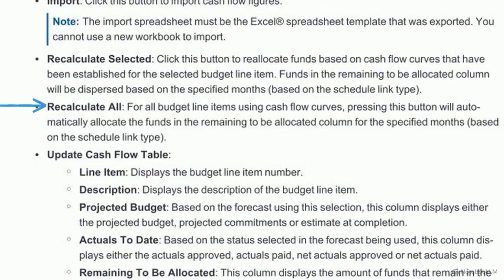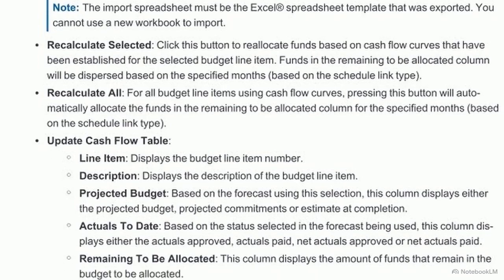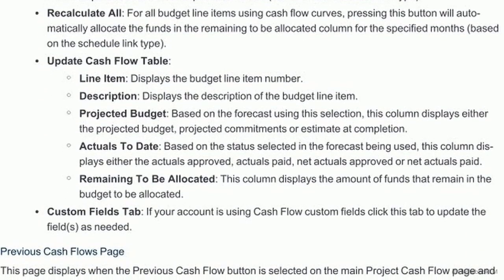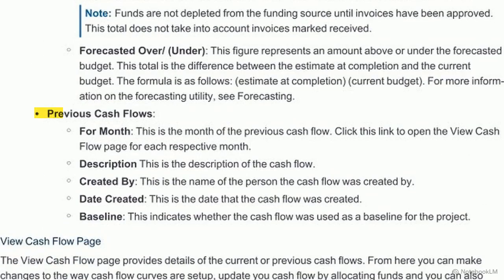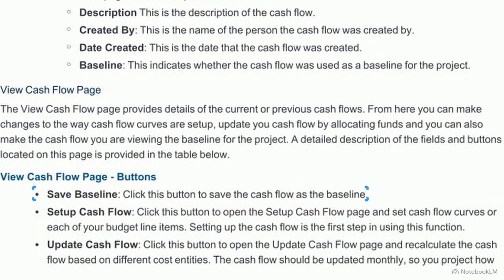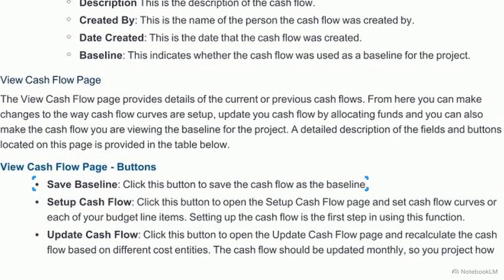The Recalculate All function automatically processes every applied curve and schedule link into this unified timeline. The direct benefit to the financial controller is absolute clarity. You can definitively view the exact funds sitting in the Remaining to be Allocated column for any approaching month. The Previous Cash Flows view allows you to audit historical months, tracking your actual approved costs directly against your past projections. The final, most critical step of the entire configuration workflow is executing the Save Baseline command.